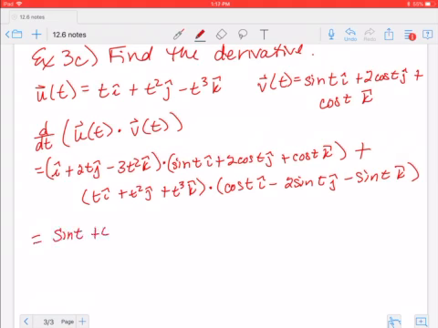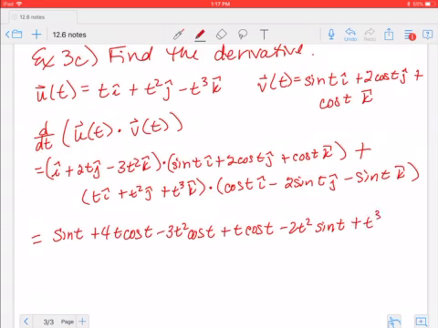sine of t plus 4t cosine of t minus 3t squared cosine of t plus t, oops, not sine, cosine, I don't know what I'm thinking, cosine of t minus 2t squared sine of t plus that t cubed sine of t. There it is. No more i's, j's, and k's because we don't have a vector anymore. We just have this dot product, which is scalar.